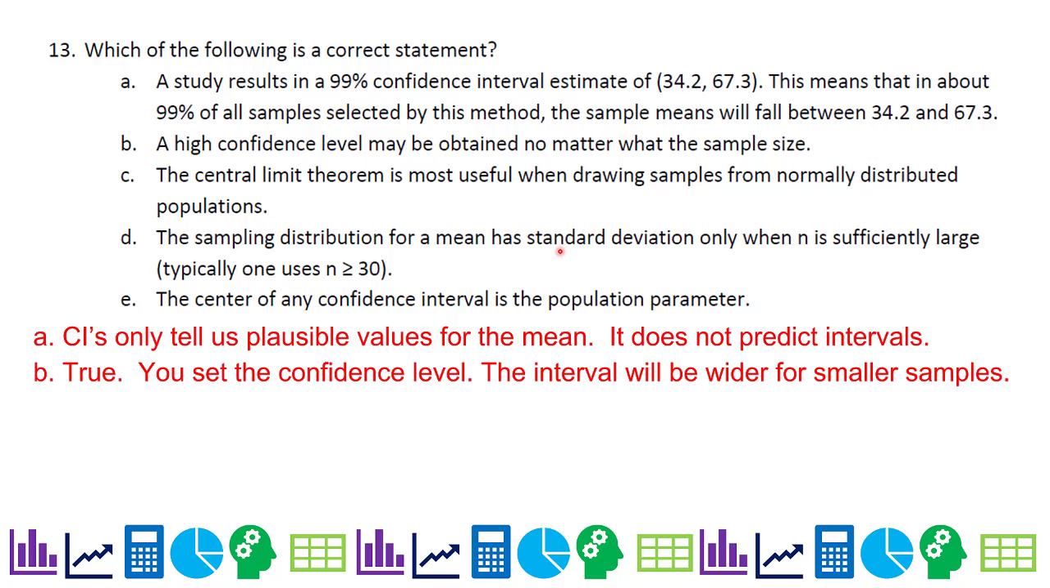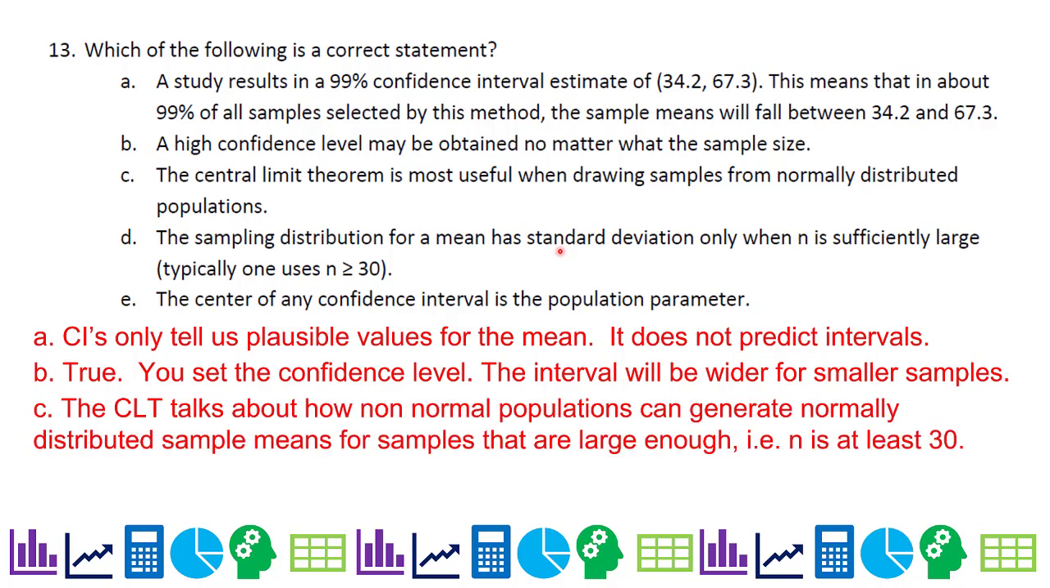B, a high confidence level may be obtained no matter what the sample size. That is true. You can use a 99% confidence interval. You can, but what that's going to do is just make your interval wider. All right. C, the central limit theorem is most useful when drawing samples from normally distributed populations. Actually, the central limit theorem is about non-normal populations and how our sampling distribution for means can be normally distributed if our sample size is at least 30.